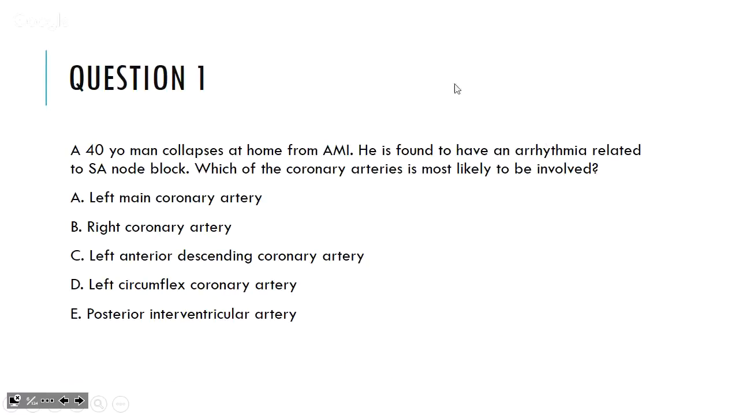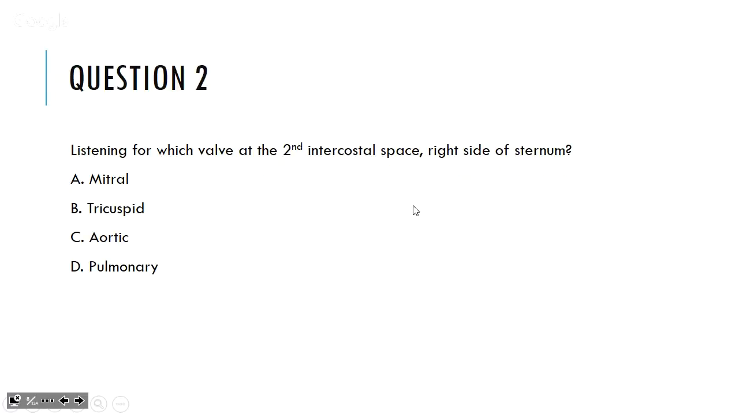Does anyone want to answer this, or I'll have to pick someone? Georgia, do you want to answer? Okay, so a 40-year-old man collapses at home from an acute myocardial infarction. He's found to have an arrhythmia relating to the SA node. Which of the coronary arteries is most likely to be involved? Yeah, it's B, the right coronary artery. Everything else is from the left, so you can just rule it out. So question 2, do you want to pick someone else to answer?